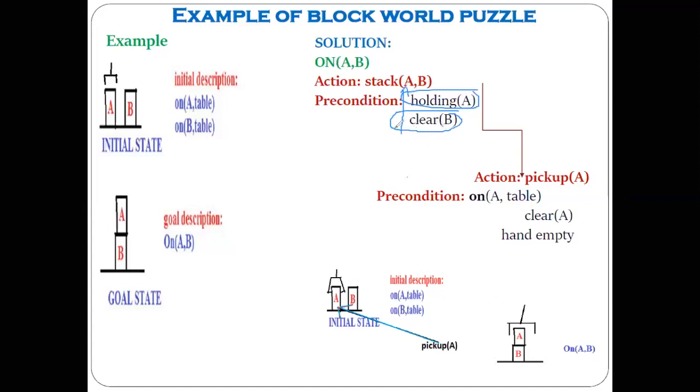Now here we have to see whether these preconditions are getting satisfied or not. Whether clear B is there. Yes, sir. Where do you have to see this precondition? Here in the initial state. Is B clear? Yes, B is clear. So now this precondition is satisfied. So here I will pop this, but I will not apply any rule to perform an action.